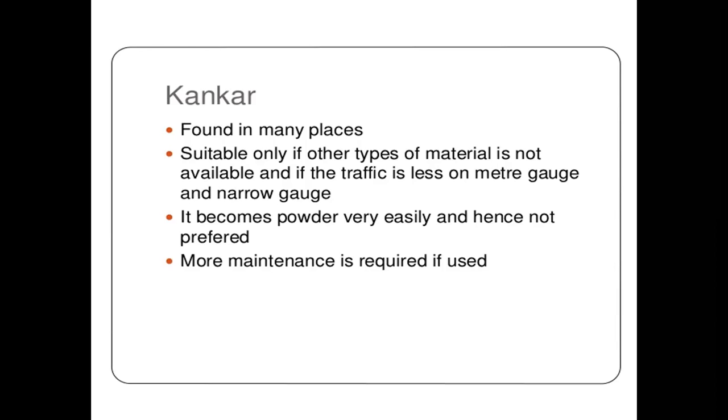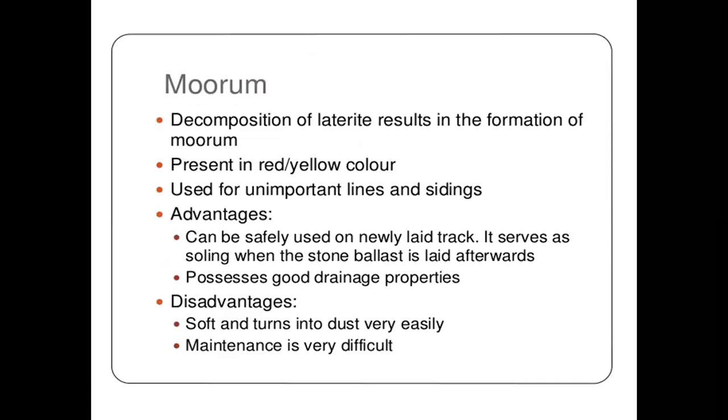If we use Conker as a ballast beneath the layer of the sleepers, it is easily available but can become powder easily because it can't bear the load of the moving locomotive. So these Conkers can be easily powdered, and the maintenance is very high when compared to that of broken stone ballast.